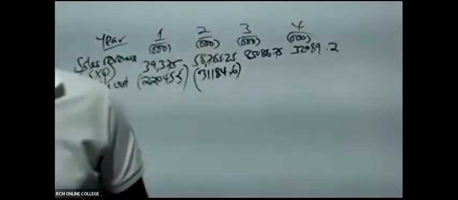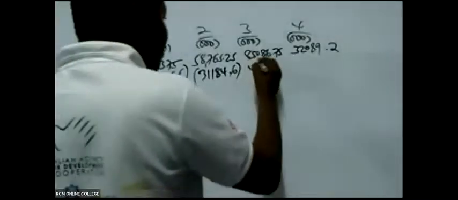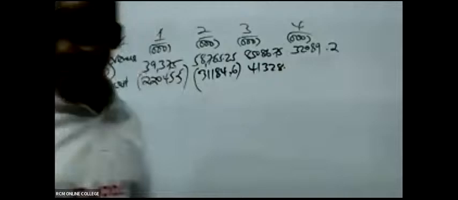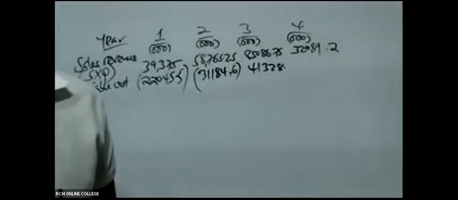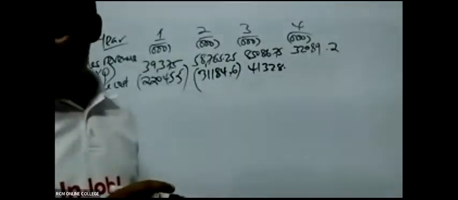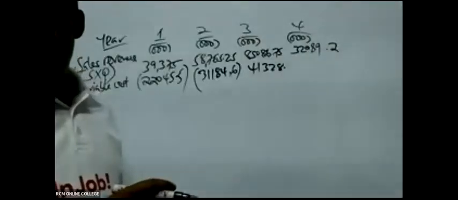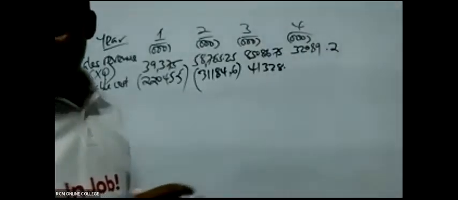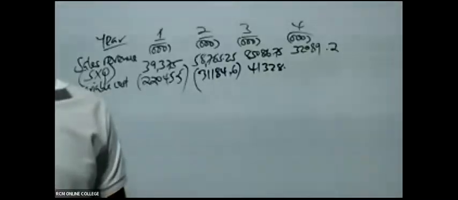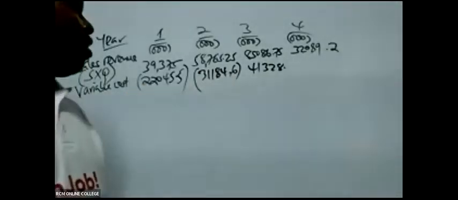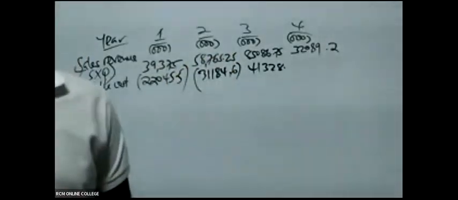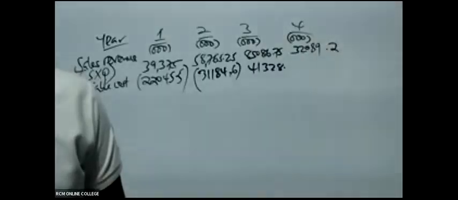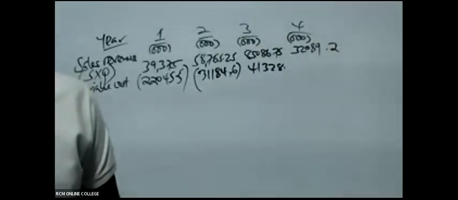311.6. Year 3 is 41,328.8. It's exactly. You guys, we can work with the decimals now. We can work with the decimal, like 2, you can agree, like 2 point. Yeah, that will be okay.